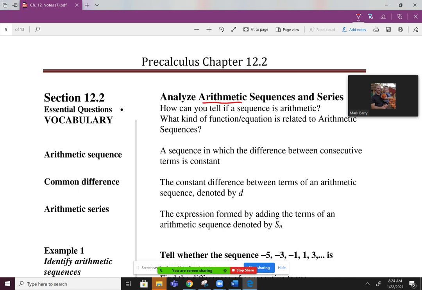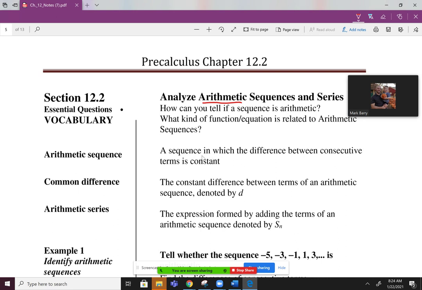Look at Mr. Barry with his parts of speech knowledge there, nouns, adjectives, all that good stuff. So our essential questions here: how can you tell if a sequence is arithmetic, and what kinds of functions or equations are related to arithmetic sequences? I think we'll be able to answer both of those today.